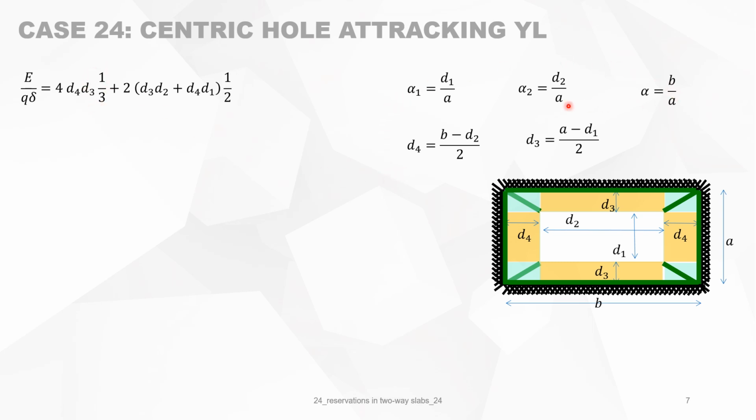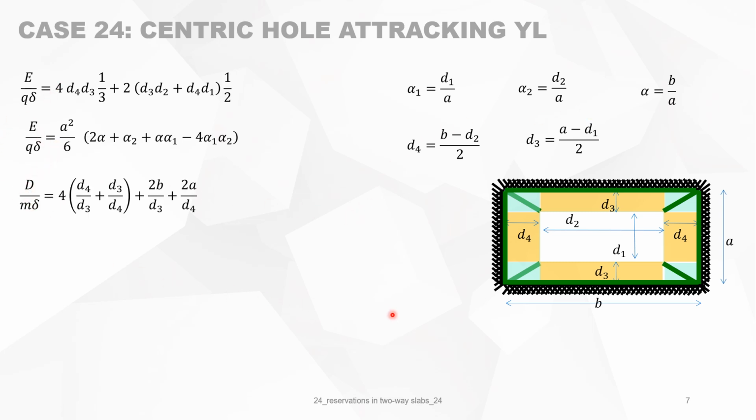We use dimensionless parameters, and we know, because it's a centric hole, that D4 is equal to this and D3 is equal to that. So we fill in the different parameters, and now we can calculate the work done by the internal forces.